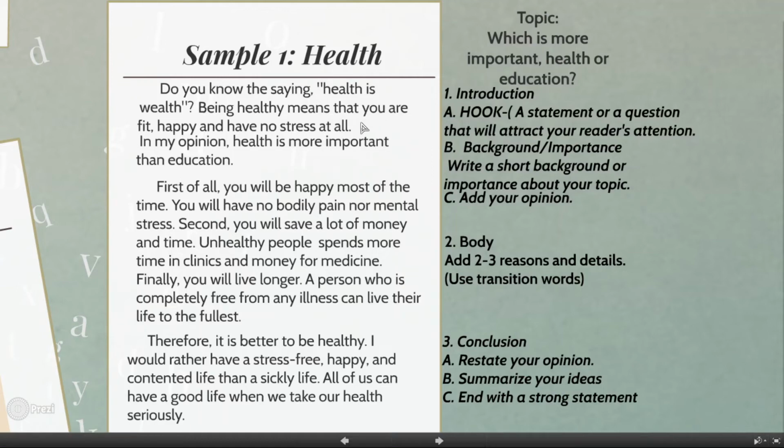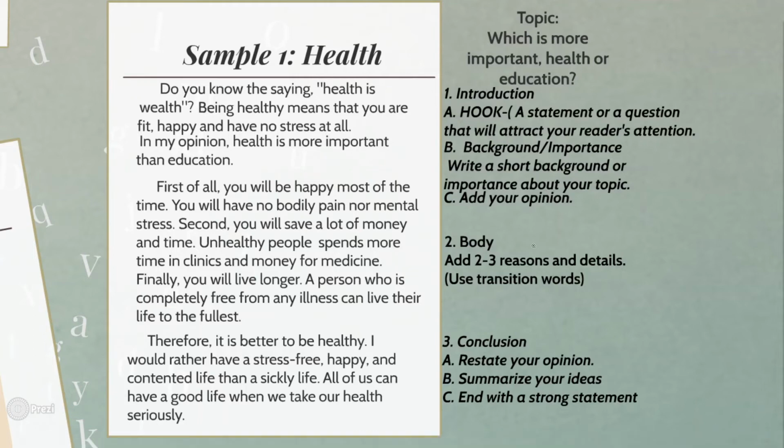So this is a simple example of an opinion essay following these three paragraphs and steps. Remember, a hook, background and importance, adding your opinion, adding 2 to 3 reasons and details, and finally, the conclusion, which has the following. Restate your opinion here in the first sentence, summarize your ideas in the second sentence, and ending the essay with a strong statement. So you can pause this video, you can copy this, and you can study on your own. Now, if you are done, let's go to the second example.